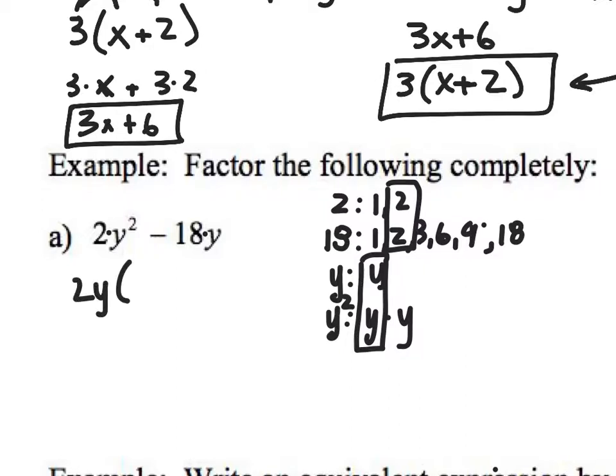And you have to think about what you are left with. If you were to multiply 2y times what would give you 2y squared? When you factor that out, you're just going to be left with a y.